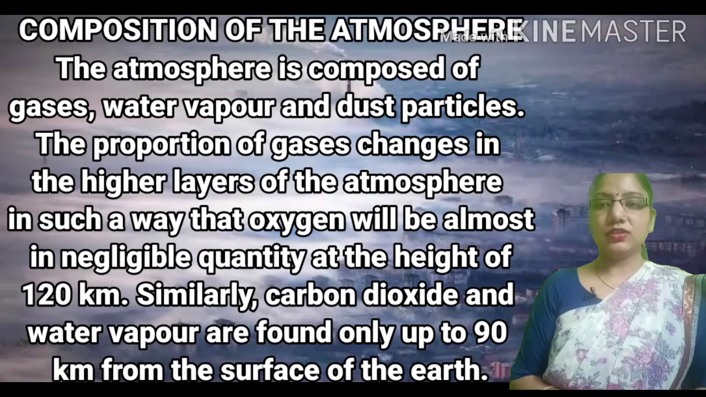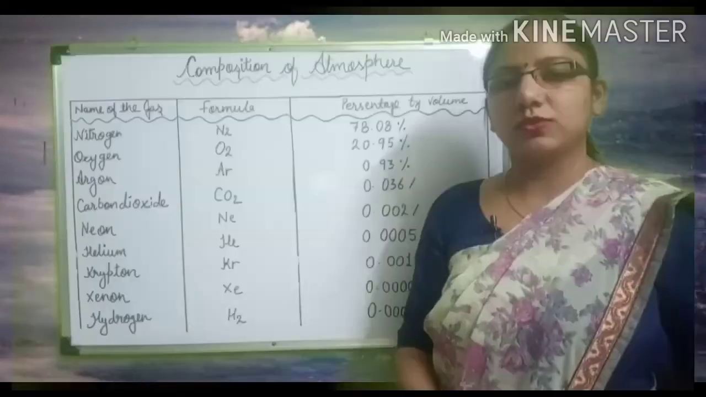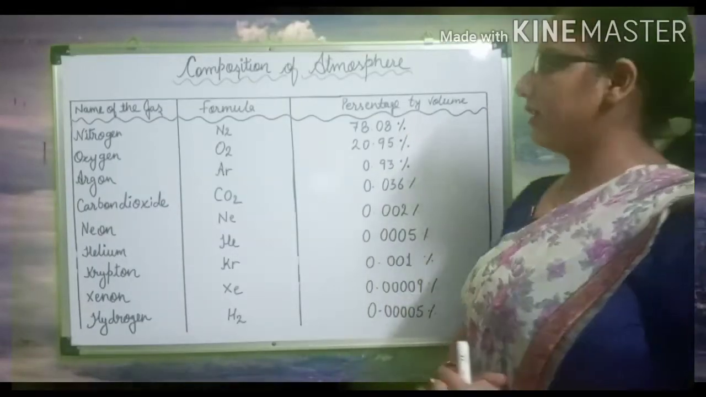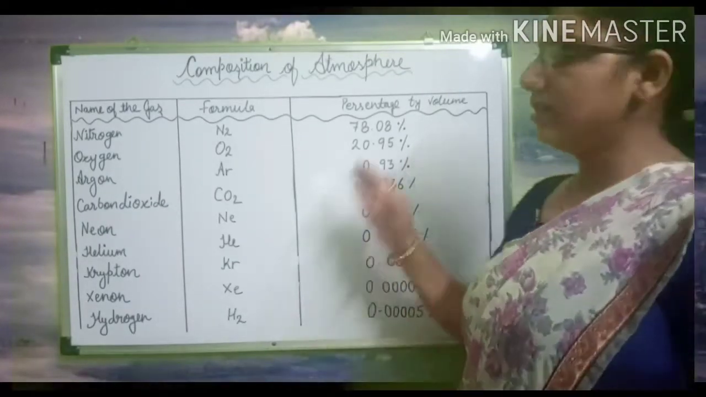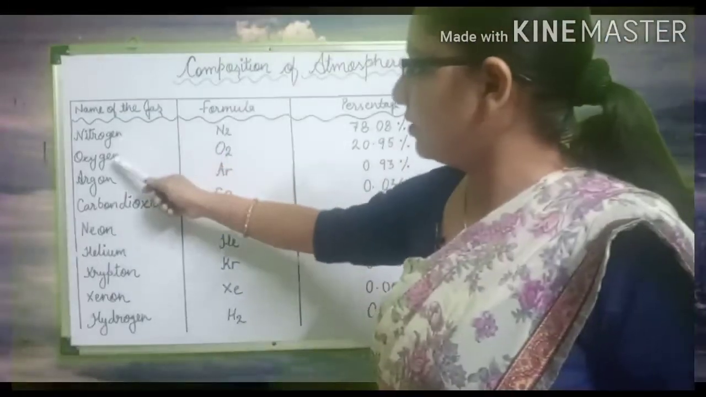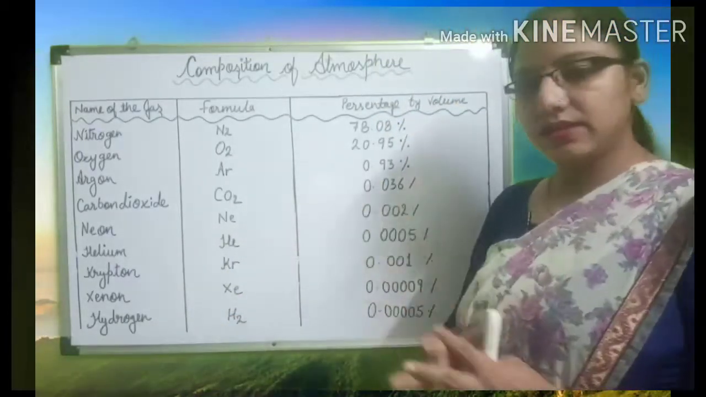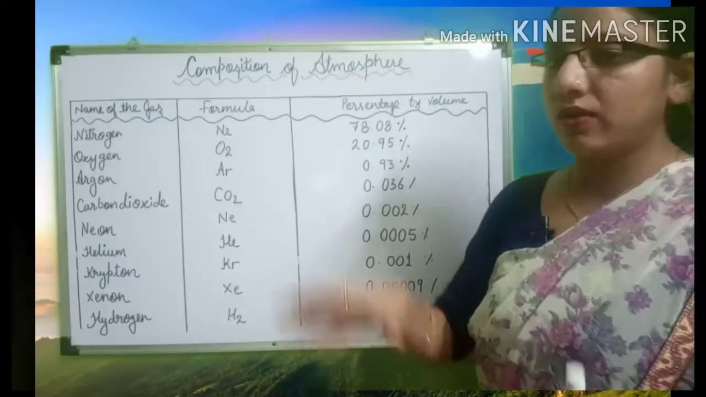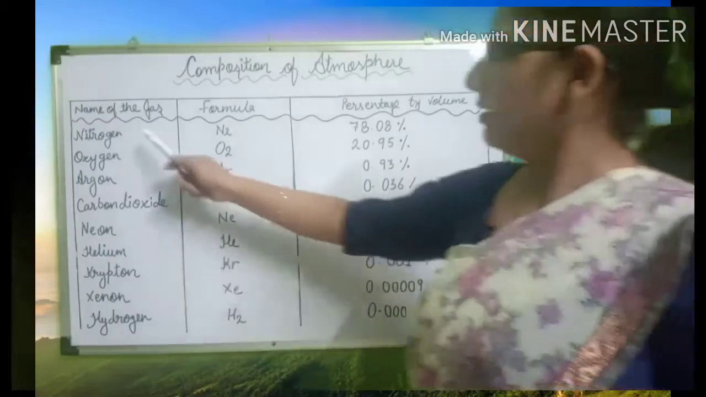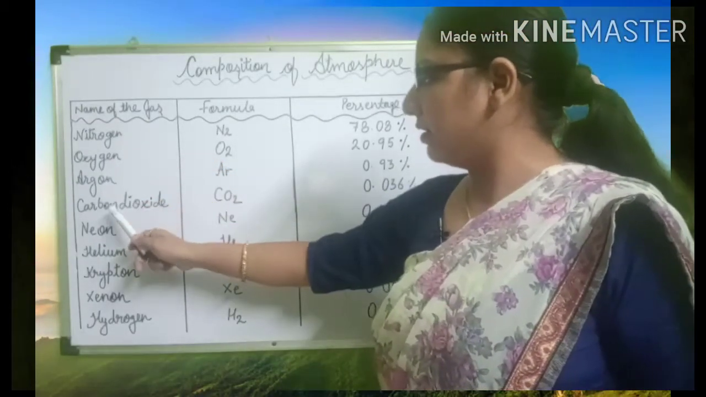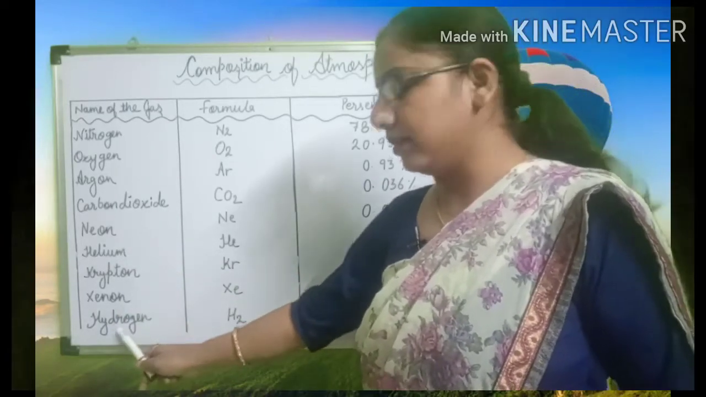So let's see our next topic, that is the composition of our atmosphere. Students, as I already told you, our atmosphere is a composition of different types of gases. As you can see on the board, there are a total of 1, 2, 3, 4, 5, 6, 7, 8, 9 gases, which are the major components of our atmosphere. These gases are nitrogen, oxygen, argon, carbon dioxide, neon, helium, krypton, xenon, and hydrogen.